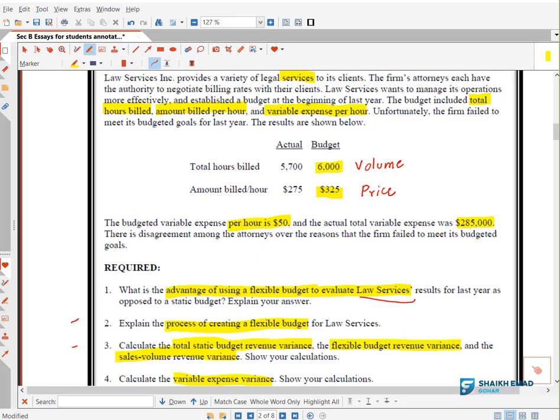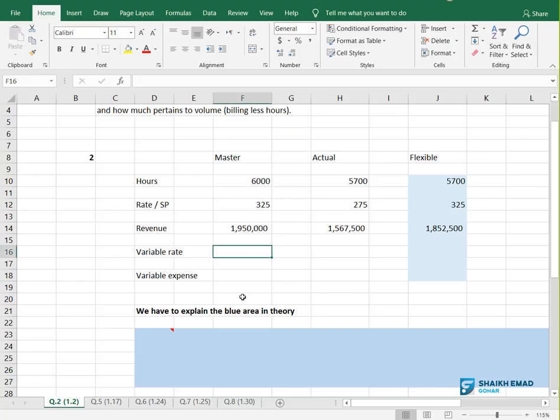Let us write this. So variable rate, I know the standard rate is how much? 50. Getting it, everyone? They told you, right? Actually, I don't know the rate. Do I know the rate? They didn't give me the rate, but they gave me the total variable expense. How much? 285,000. Do I know how much my standard variable expense is? They didn't give me, right? How to calculate it? Can we calculate this figure, this one?